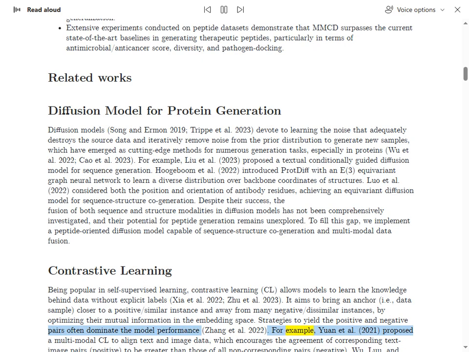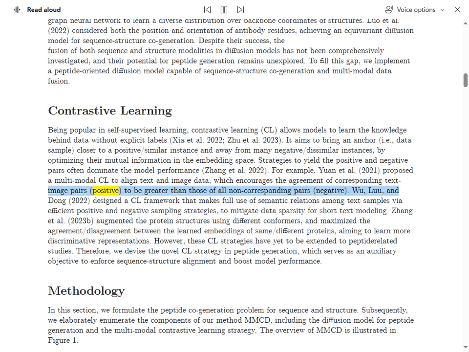For example, Yuan et al. 2021 proposed a multimodal CL to align text and image data, which encourages the agreement of corresponding text-image pairs, positive, to be greater than those of all non-corresponding pairs, negative. Wu, Liu, and Dong, 2022, designed a CL framework that makes full use of semantic relations among text samples via efficient positive and negative sampling strategies to mitigate data sparsity for short text modeling.